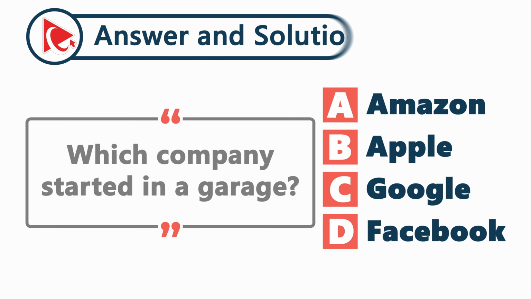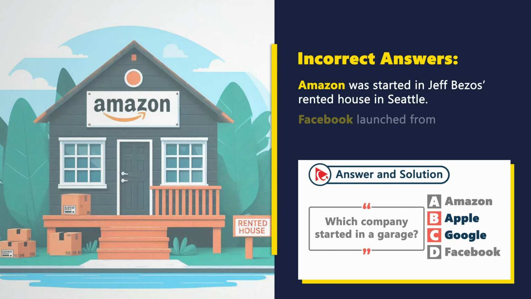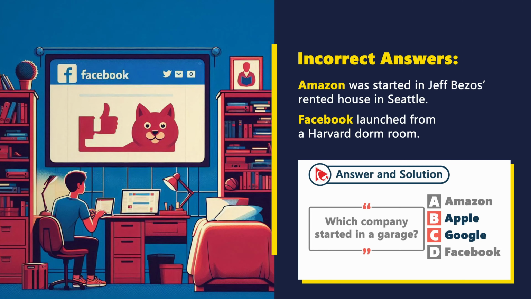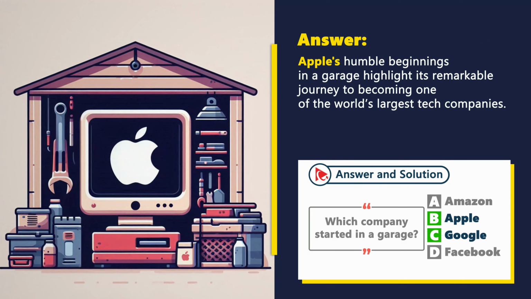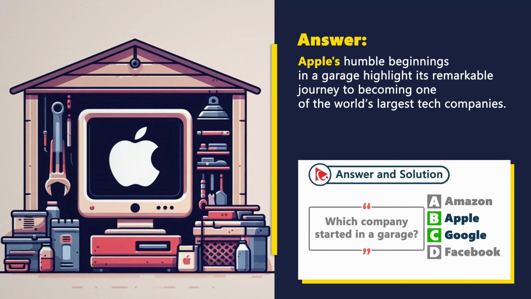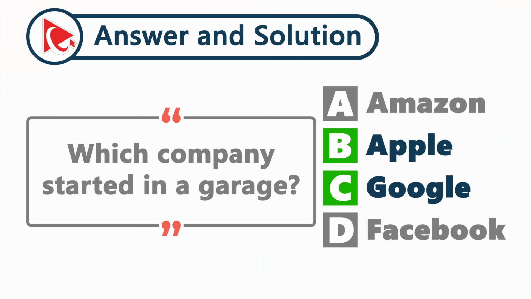I hope you did not select answers A or D. Amazon was started in Jeff Bezos' rented house in Seattle, and Facebook was launched from a Harvard dorm room. But if you have selected Apple or Google, you are right. In fact, there are two correct answers to this question. Apple's humble beginnings in the garage highlight its remarkable journey to becoming one of the world's largest tech companies. And Google was also founded in the garage in Menlo Park. So the correct answers here are choices B, Apple, and C, Google.